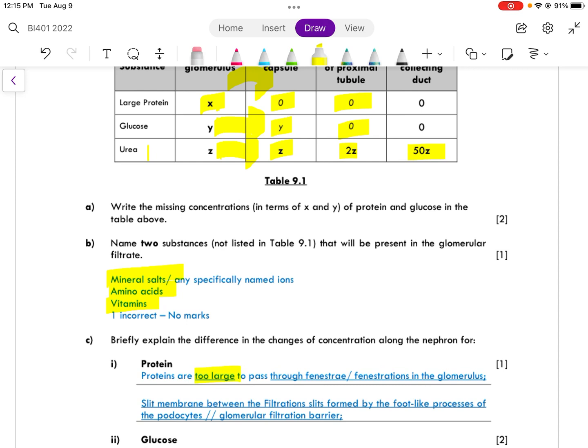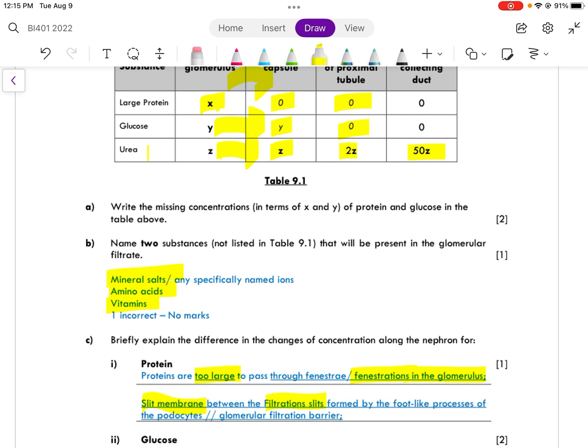Well, because the proteins are too large to pass through the fenestrations of the glomerulus. It's also too large to pass through things like the filtration slits or the slit membrane. So these are things you can mention.